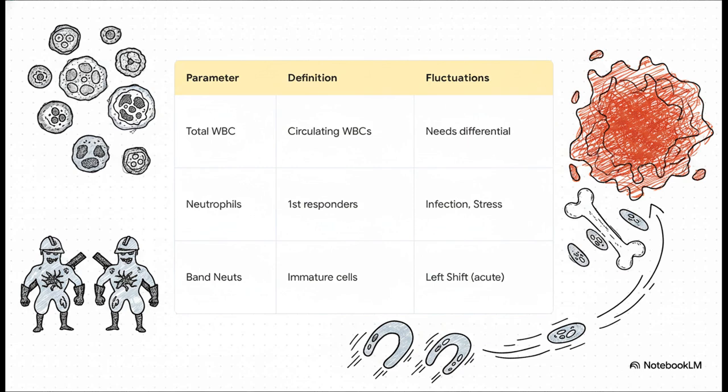Now, total WBC count is definitely helpful, but you must always interpret it alongside the differential. Neutrophils? Those are your fully mature frontline soldiers battling against bacterial infection and acute tissue damage. But take a look at the band neutrophils. These guys are the immature cells. When you see a spike in bands, it indicates a severe left shift. Basically, acute inflammation is driving tissue demand so insanely high that the bone marrow is literally forced to release unfinished, immature cells straight into circulation just to try and keep up.